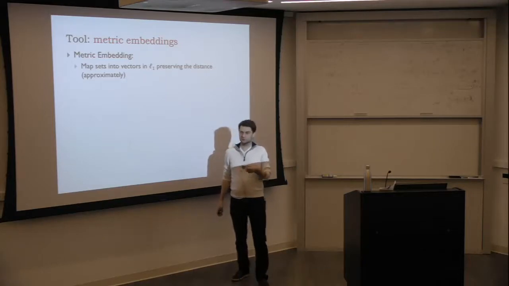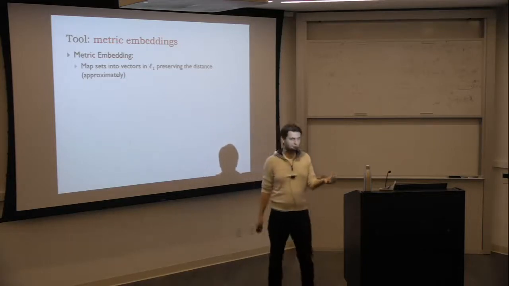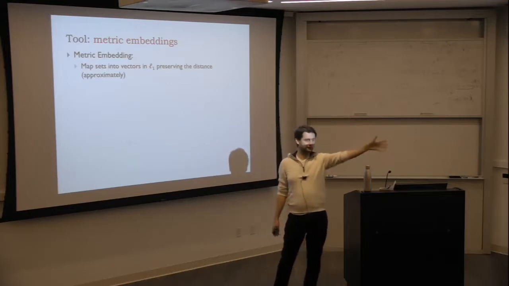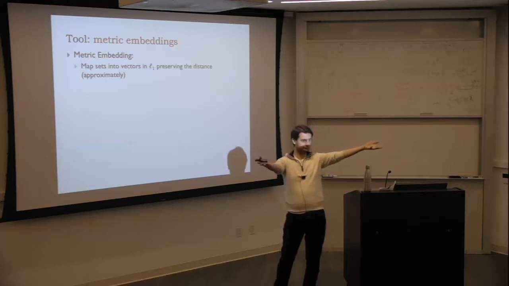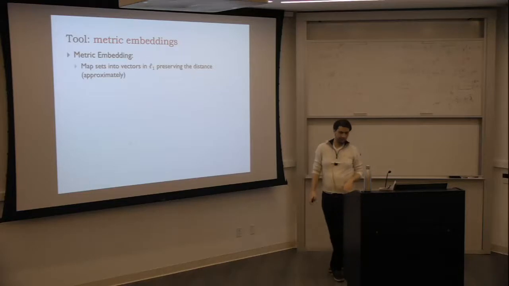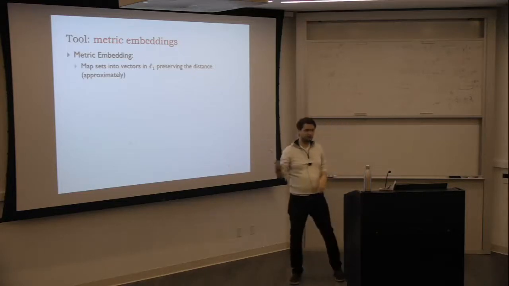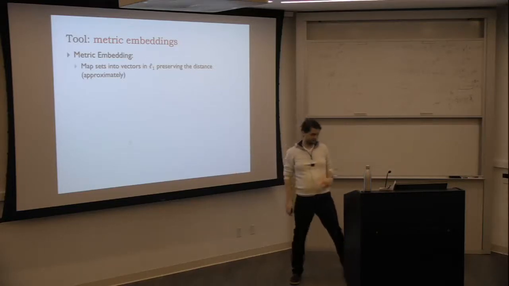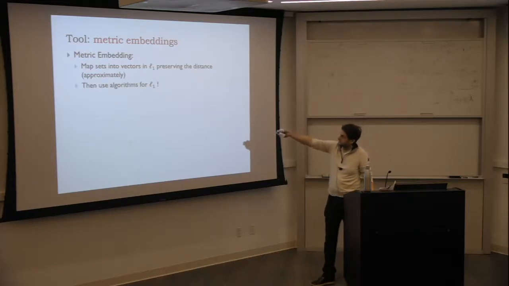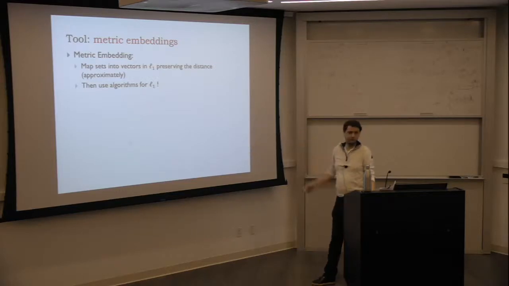Right, so it's very similar to dimensionality reduction, except that we don't map from high dimensional L2 into low dimensional L2, but we map from the space of EMD, basically Earth Mover distance, into the space of L2 or L1, whatever we can. But this target space should be the one where we can design algorithms, and we want something that preserves distances approximately. Let's say we manage to do this into L1, then we can use algorithms for L1, let's say LSH.